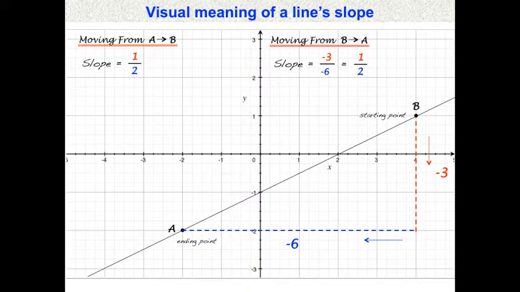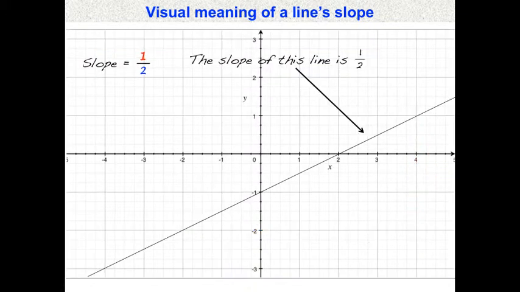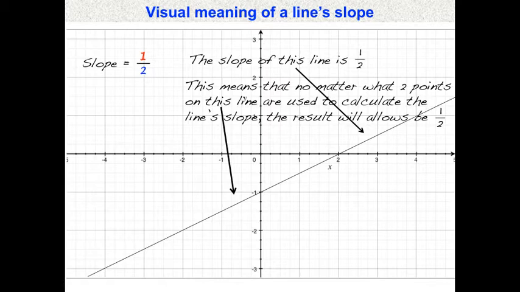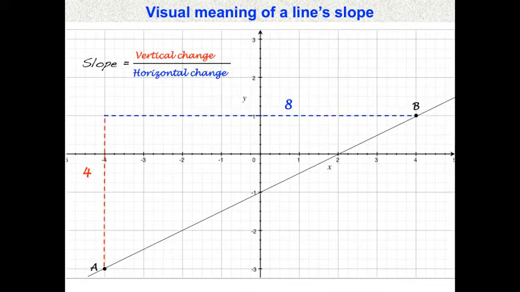Okay, so don't ever worry which point you choose as your starting point and which one you choose as your ending point, because it doesn't matter. The slope, when you calculate it, will end up being the same. So for this line that we had here, the slope of this line is 1/2. And of course, this means that no matter what 2 points are on this line that we use to calculate the line slope, the result of the slope will always be 1/2.